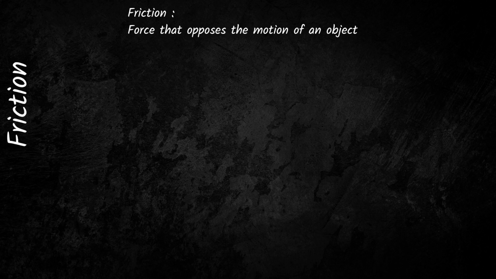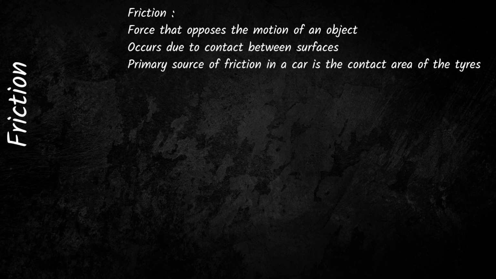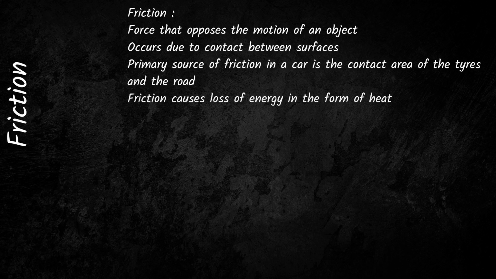Another force that we use quite often in our course is friction. Friction is a force that opposes motion. It occurs when two surfaces are in contact with each other. Example, the primary source of friction in a car is the contact area between the tires and the surface of the road. Friction causes loss of energy in the form of heat.